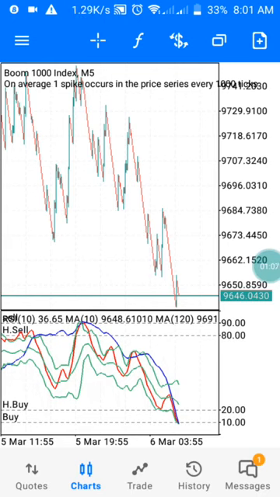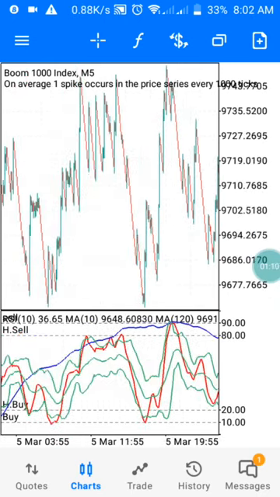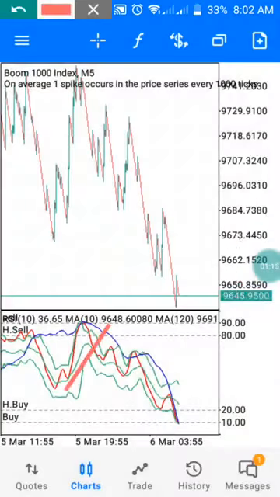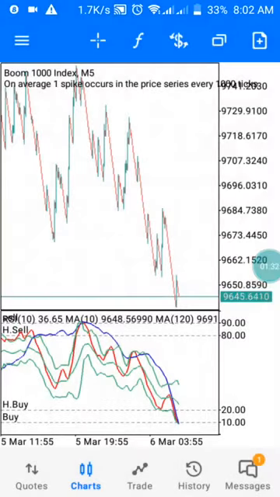So this is Boom 1000, 5-minute time frames. As you can see, I only have one window, which is this. Inside this window is exactly the secret and how I trade this successfully. This one window is having the secret. So let's check it out.